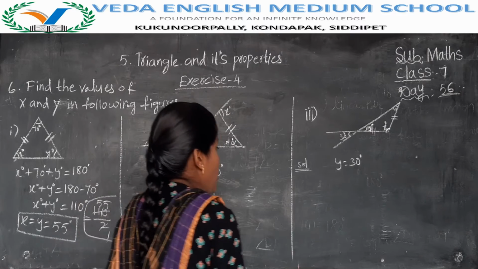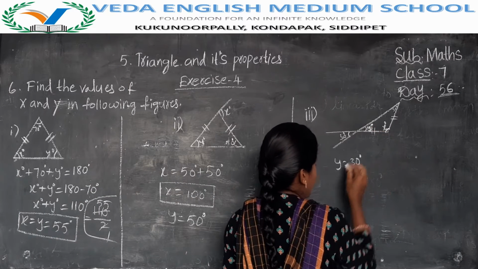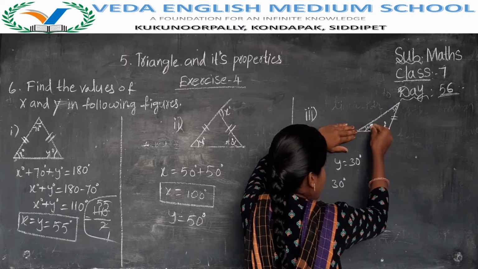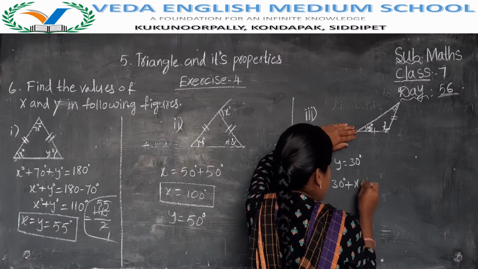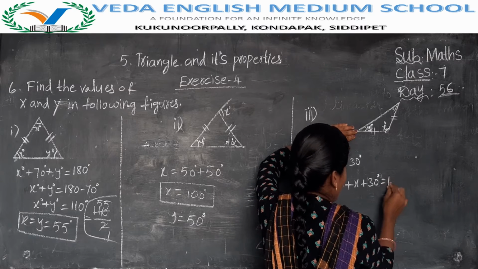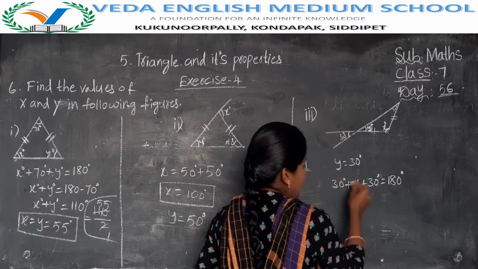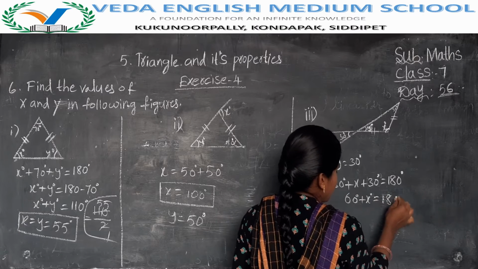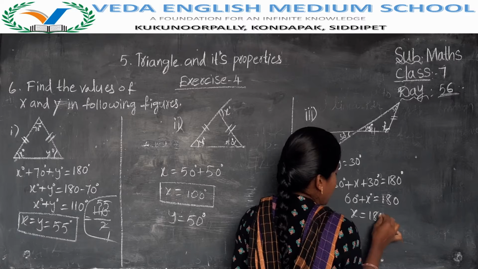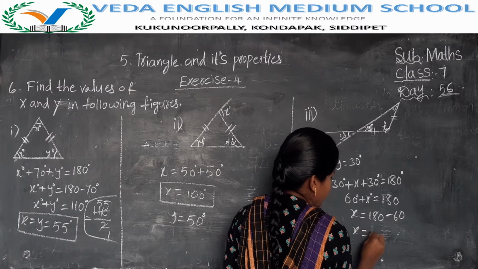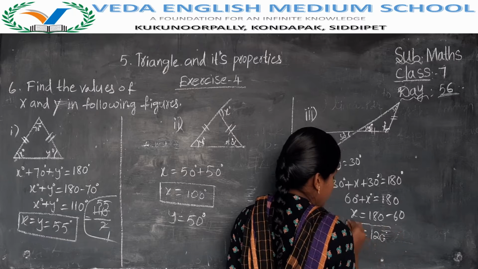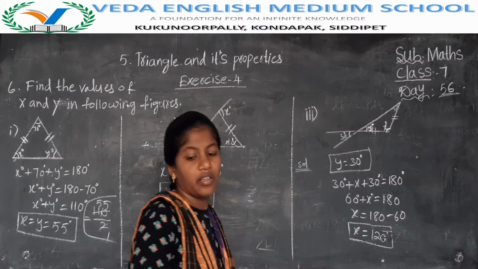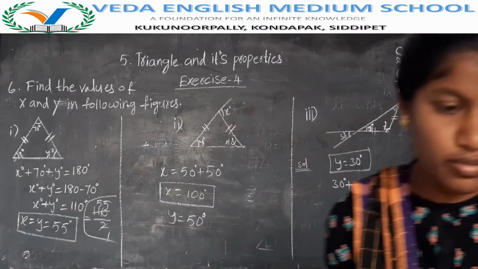Then how to find x? Here we have to take this triangle. 30 plus x plus 30 is equal to 180 degrees. Then 30 plus 30 is 60, plus x is equal to 180 degrees. X is equal to 180 minus 60, then x is equal to 120 degrees. X is equal to 120, y is equal to 30. Okay, the third one has been completed. Next, 4, 5, 6.